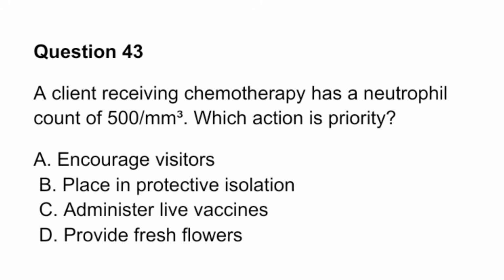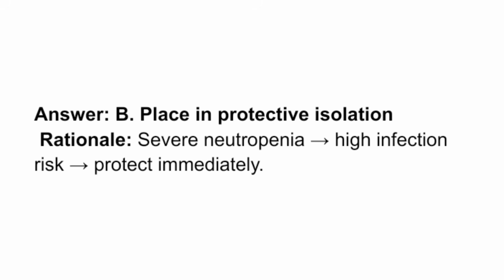Question 43. A client receiving chemotherapy has a neutrophil count of 500 per millimeter cubed. Which action is priority? A. Encourage visitors. B. Place in protective isolation. C. Administer live vaccines. D. Provide fresh flowers. Answer B. Place in protective isolation. Rationale: severe neutropenia equals high infection risk equals protect immediately.